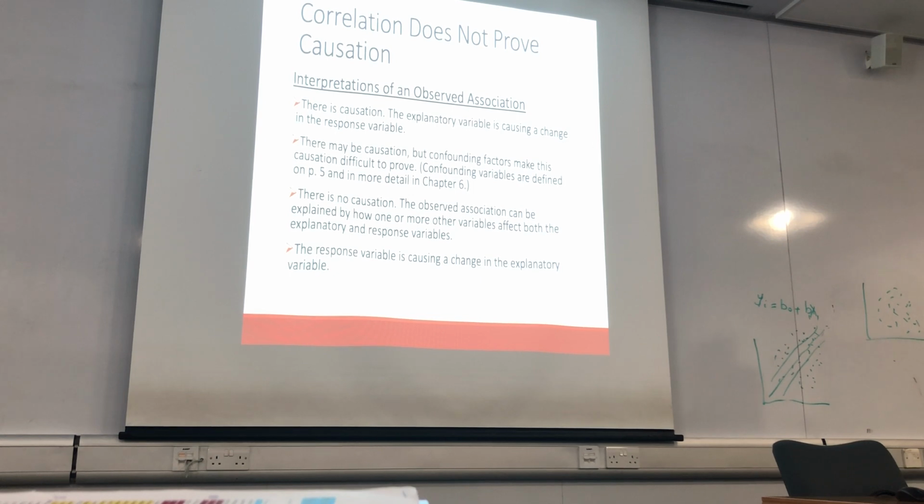Okay, so here we have no causation. The observed association can be explained by one or more other variables that affect the explanatory variable. Of course, we will talk about them when we discuss multiple linear regression. The response variable is causing a change in the explanatory variable. Of course, these statements we will talk about, they will not be asked about in the exam. We'll talk about this more next year.